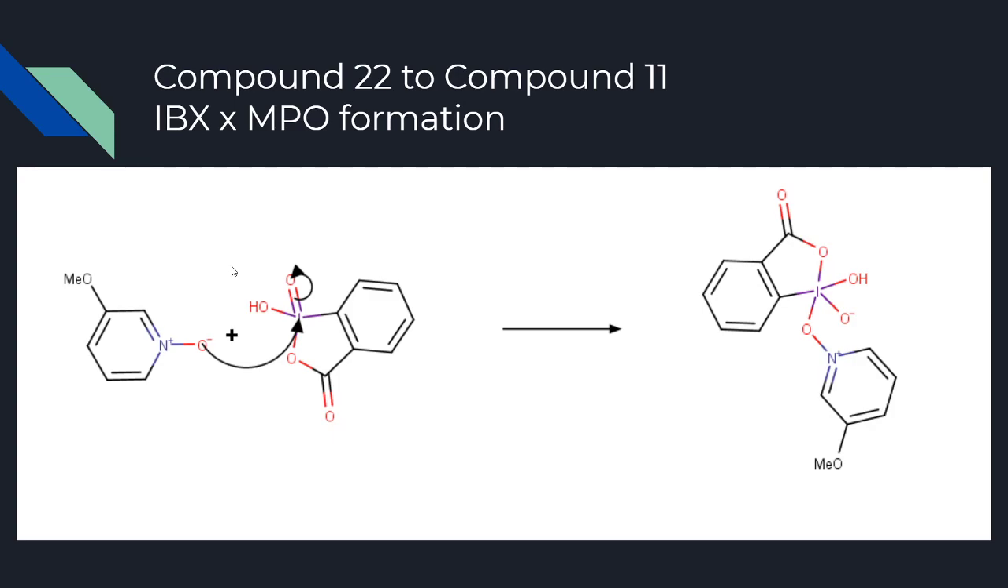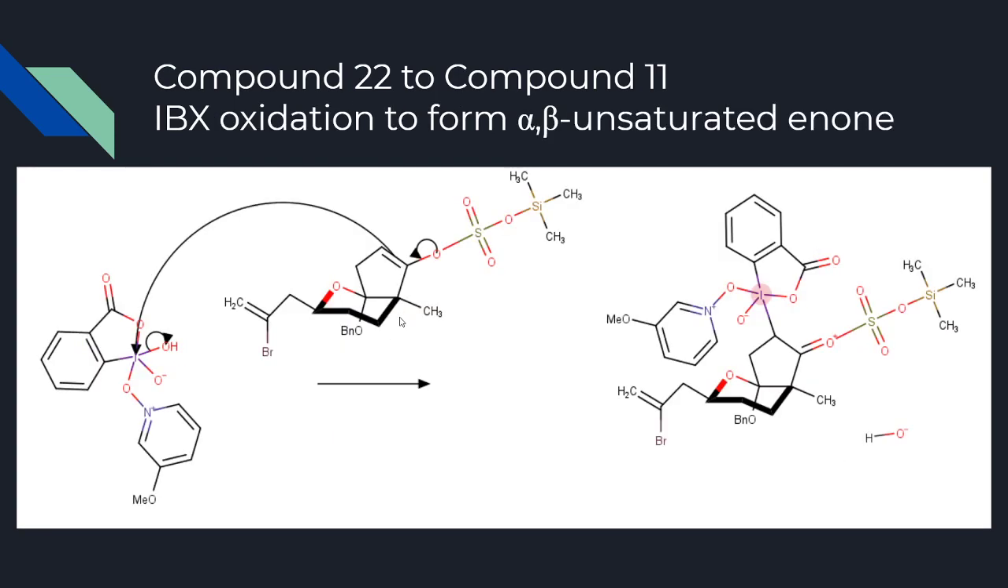The negatively charged oxygen attacks the electrophilic iodine, making it more electrophilic in the process, and I'll tell you more about the reason for that in the next slide. So the reason for this attack is to activate the iodine compound, to allow the enone to attack the iodine compound. The enone acts as a nucleophile and attacks the electrophilic iodine, kicking out the OH as a leaving group.